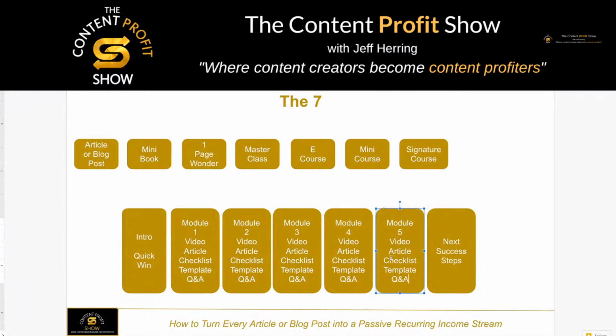Okay. And so you do the same thing: video, article, checklist, template, Q&A for module 2, module 3, module 4, module 5. This could be 9 modules. This one is 7 with the intro and the next success steps. And in case you're wondering what I mean by next success steps, it's reviewing where they've been, celebrating with them, encouraging them to go use this stuff. And then here's your next success steps. Here's the next thing to do. And you provide a link to another way to work with you.